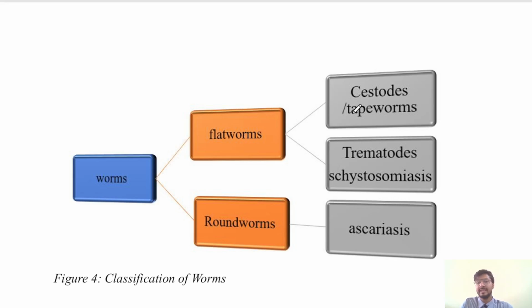These are the classification of worms. Worms are classified as flatworms and roundworms. Flatworms, the tapeworms and schistosomiasis trematodes, are the examples of flatworms, and ascariasis is the roundworm.